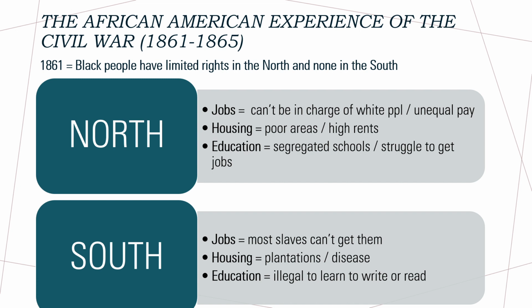Most slaves couldn't get jobs. There was no separate housing except for plantations, which carried a lot of disease. It was very unsanitary. In terms of education, it was illegal to learn to read or write. So in that sense, it was quite different from the North, because at least in the North, you had the opportunity to get some kind of education.